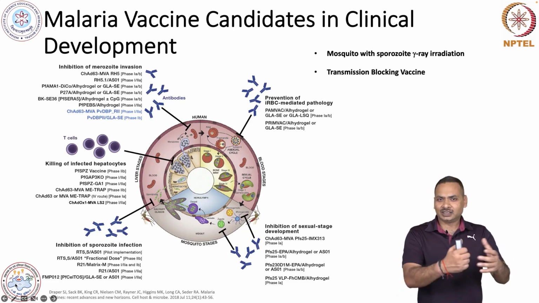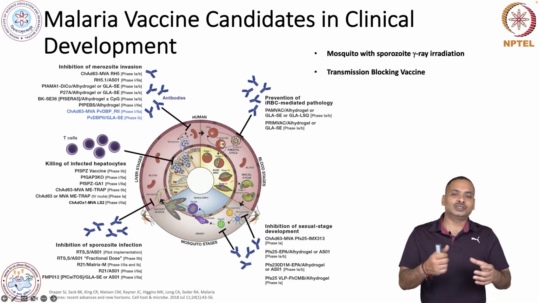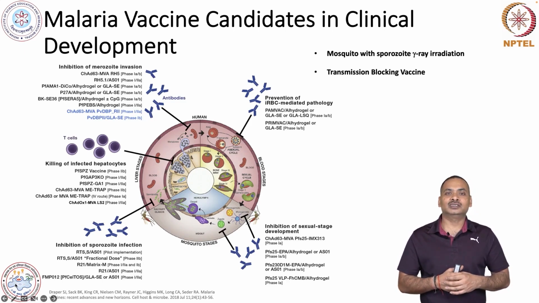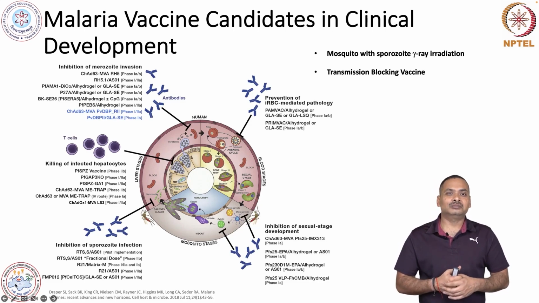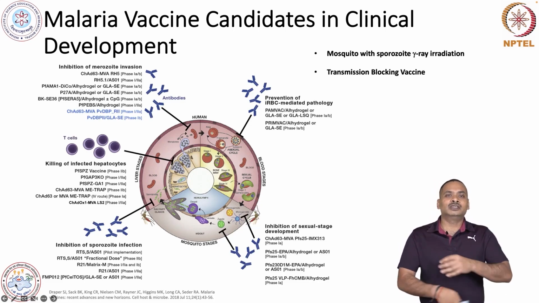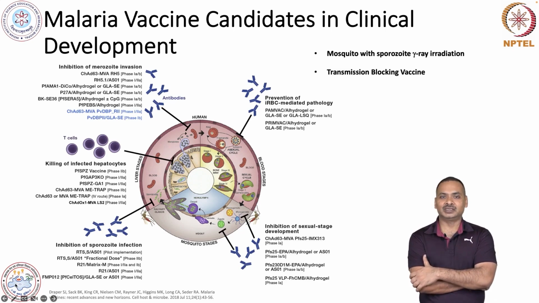Okay, there are several candidate antigens for this transmission blocking vaccine, and people are trying. So maybe in future we will have some good news, and we will have a protection against the malarial parasite.